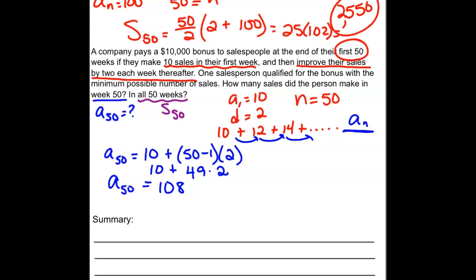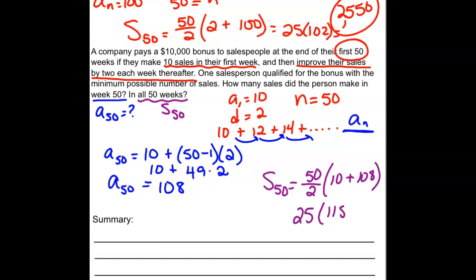Now to find the total sales for all 50 weeks, we take the n divided by 2, so 50 divided by 2, times the first term, 10, plus the last term, 108. So 50 divided by 2 would be 25. 10 plus 108 would be 118. Multiplying 25 and 118 should get us 2,950 sales.